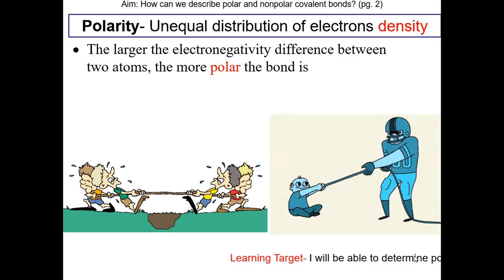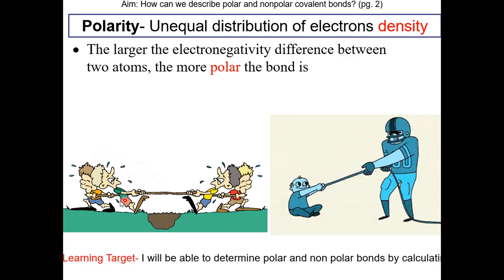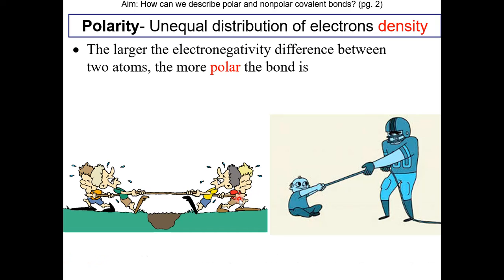To help you understand the difference between a polar and a nonpolar bond, we're going to use a tug-of-war analogy. Each side represents an atom. The rope represents the electrons that are being shared. So this represents a covalent bond. The strength of each side is the electronegativity. If both sides have the same strength, we call that a nonpolar bond. Each side is holding the same amount of rope. So two atoms in a nonpolar bond have equal sharing of the electrons.